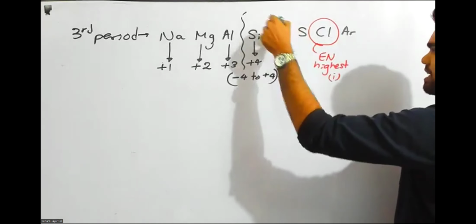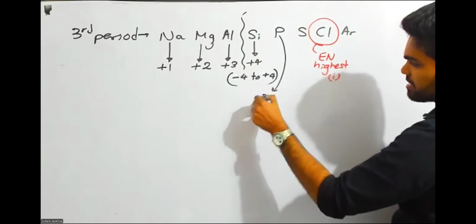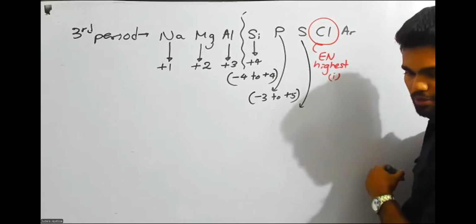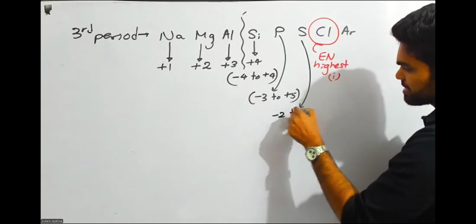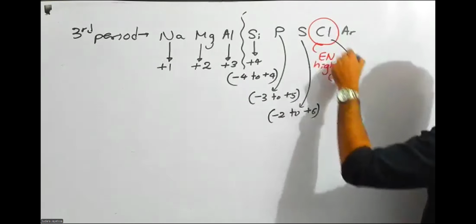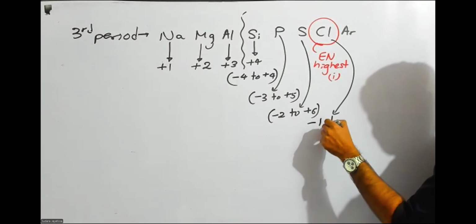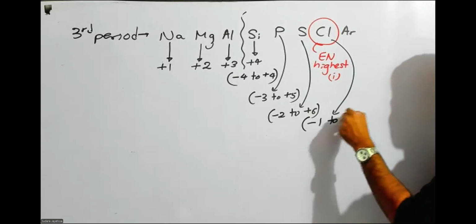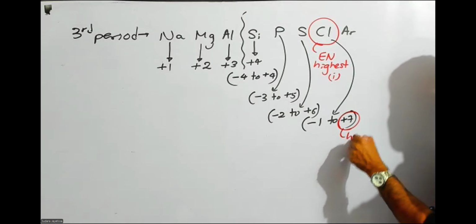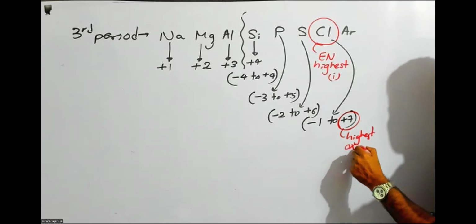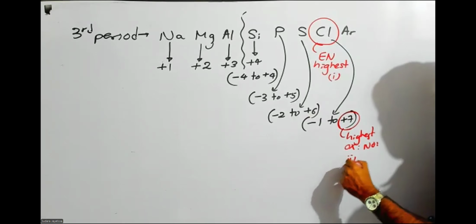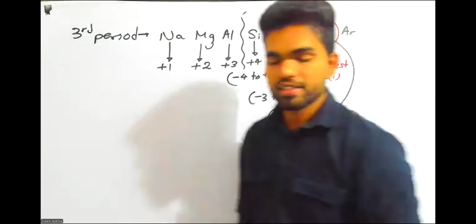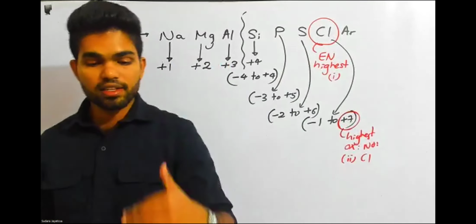If you take phosphorus, it has -3 to +5. And sulfur, which you will learn later under P block, has -2 to +6. Then chlorine has oxidation numbers from -1 to +7. So this will be the highest oxidation number. Again, for the second question, you have to write the answer as Cl, the one that shows the highest oxidation number.